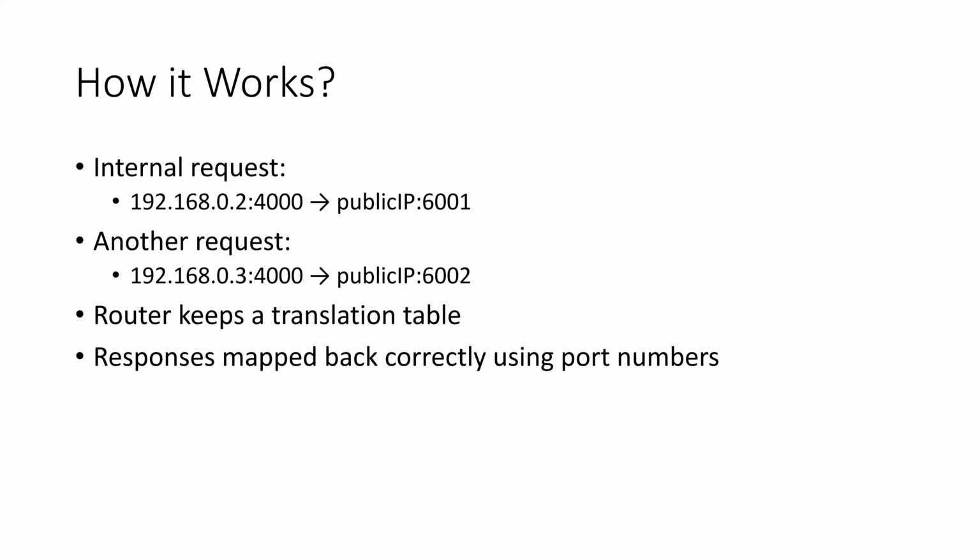When responses arrive at the public IP on port 6002, the router checks its table and knows to forward it to 192.168.0.3 on port 4000. This method allows hundreds of devices to use the internet simultaneously, all appearing to the outside world as if they're coming from a single public IP. This is an essential trick in a world running short on IPv4 addresses.